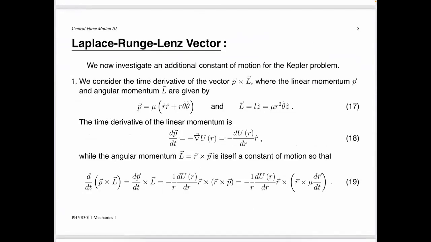Now the next topic we are going to discuss is the Laplace-Runge-Lenz vector. So far we have discovered two constants of motion for Kepler's problem. The first one, conservation of angular momentum, is due to the rotational invariance or rotational symmetry. The second constant of motion is the total energy, due to the translation in time. And here I'm trying to introduce you to the third one, the Laplace-Runge-Lenz vector.